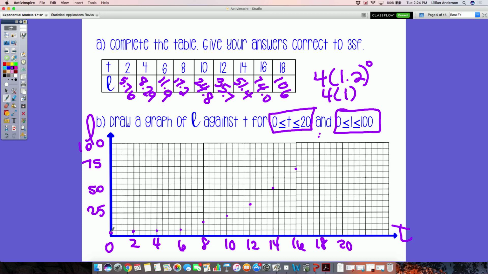And then we're just going to do our best to draw a smooth curve through all the points. Now at this point, we're off the graph. We're out of the 100. But it's pretty much as far as we're able to go. Okay? So, there's your curve.